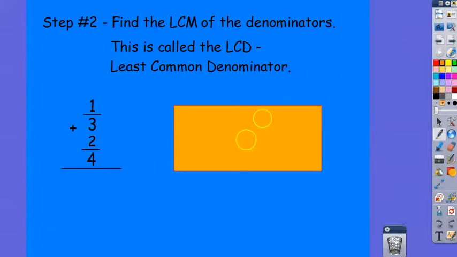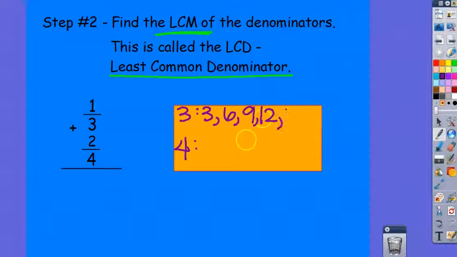Now we are going to look at our denominators and we're going to find the least common denominator, and that's just like finding the least common multiple, but we're going to call it finding the least common denominator. So we're going to look at our denominators 3 and 4, and we're going to find the multiples of 3 and 4. So there's 3, 6, 9, 12, 15, and 18.